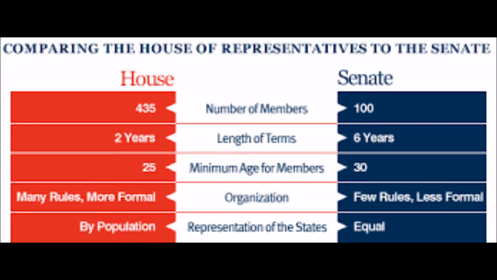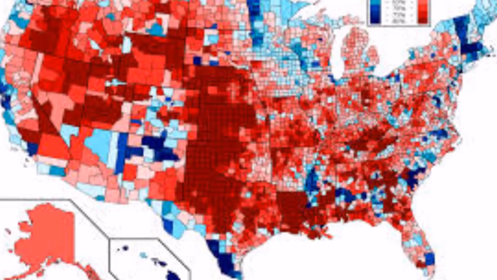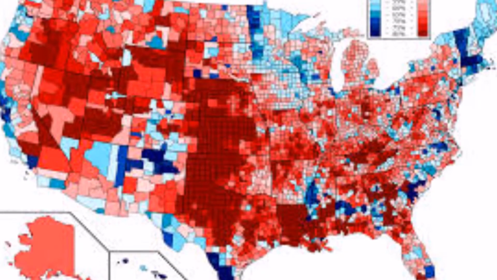There are 435 representatives in the House of Representatives. The number of representatives each state gets is based on its population. For example, California has many more representatives than Rhode Island.